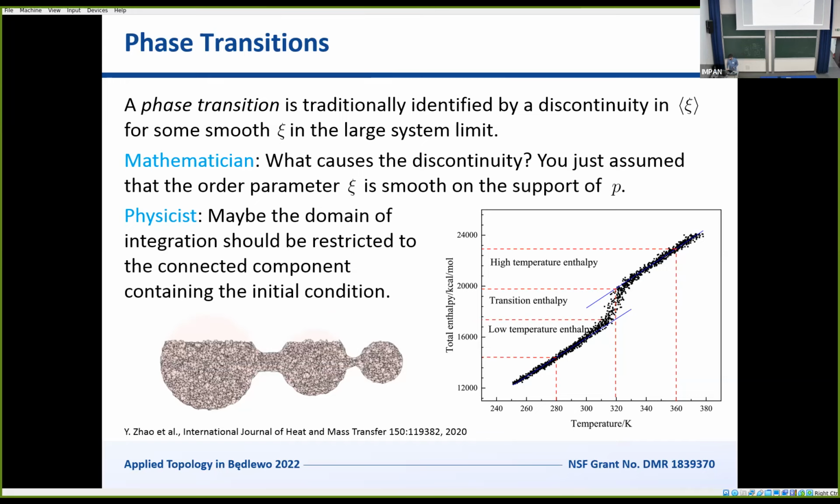Okay, so how do we test that? Well, I guess what I need to do is look at the topology of the accessible regions of the configuration space.